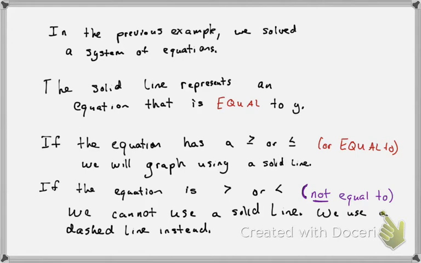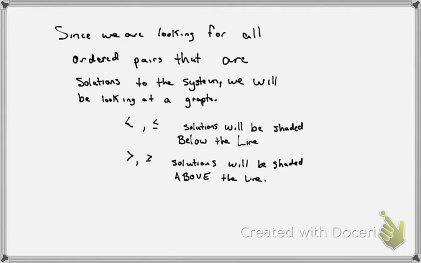If the inequality is greater than or less than, so it does not have the equal to part, we cannot use a solid line. Instead, we're going to use a dashed line on that graph. What we're also going to look at is all ordered pairs that are solutions to the system, so any values of x and y that make all of the equations in the system true.